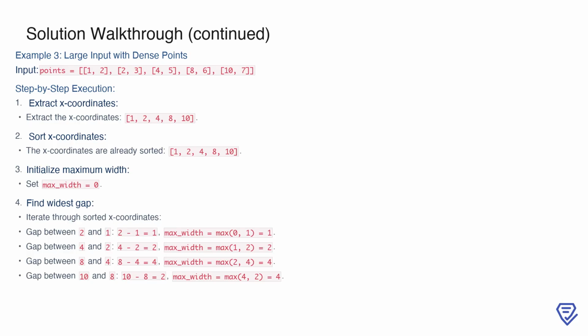We initialize max_width to 0 and calculate the gaps between adjacent x-coordinates. The gap between 2 and 1 is 1, so max_width becomes the maximum of 0 and 1, which is 1. The gap between 4 and 2 is 2, so max_width updates to 2. The gap between 8 and 4 is 4, so max_width becomes 4. Finally, the gap between 10 and 8 is 2, but since max_width is already 4, it doesn't change.